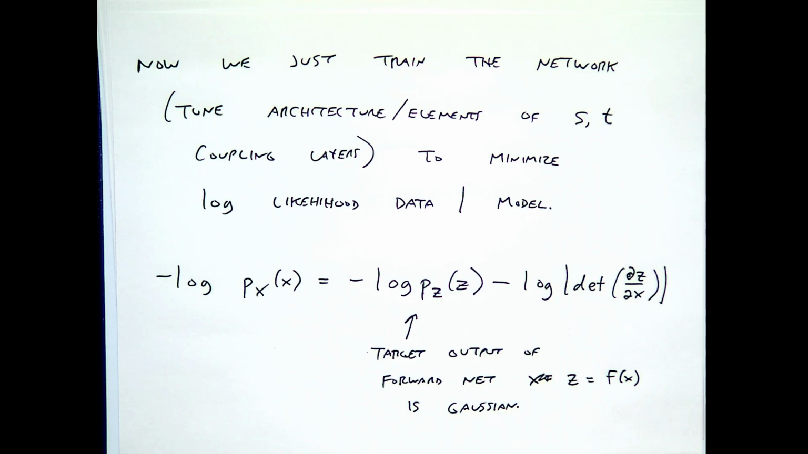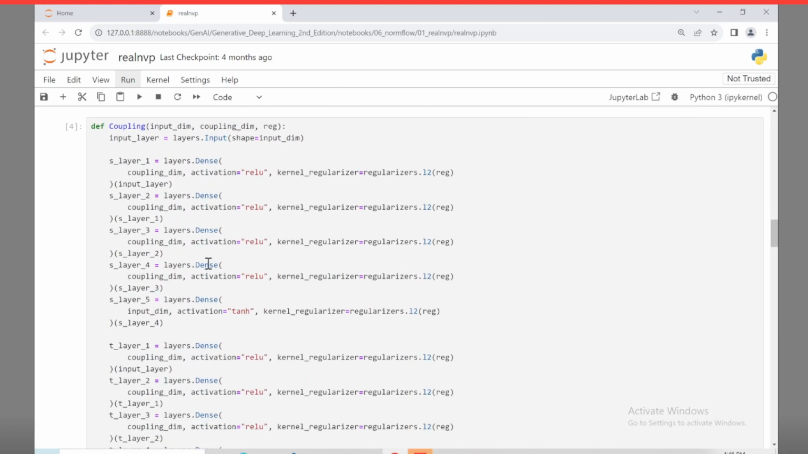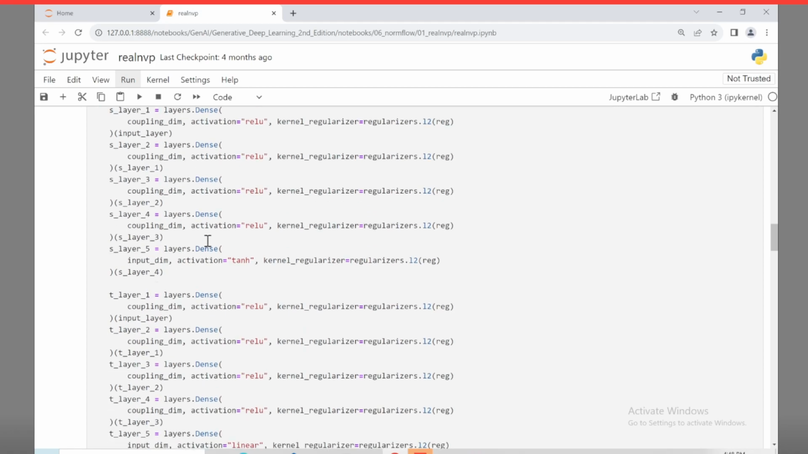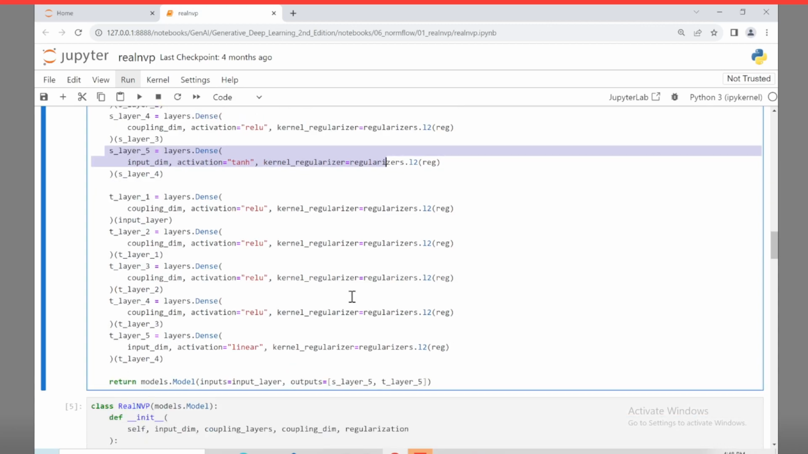So this was the idea, and when they applied it, they did it on fairly basic data. Here's a 2D example to illustrate. Suppose this is the target distribution that I want, this weird two-piece curvy distribution. I want to be able to generate it by sampling from a simple Gaussian distribution. So I build the network with, in this case, 5 coupling layers, and I can specify what I want each coupling layer to be. This is a neural network in itself.